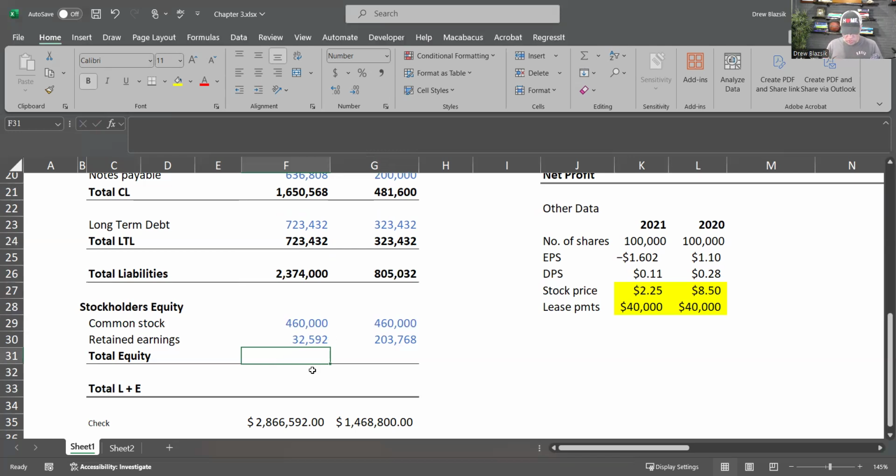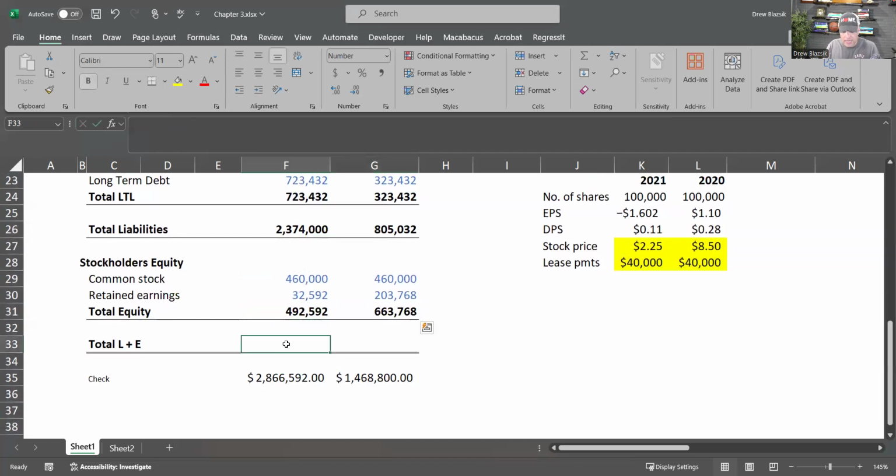So we're just going to add up total equity. So alt equals sums it up. Hit shift, arrow to the right, control R. Now I'm going to add total liabilities plus equity. I'm going to say equals. Well, here's the total equity. And then I'm going to say plus, and here is the total liabilities. And I'm going to hit shift to the right, control R.